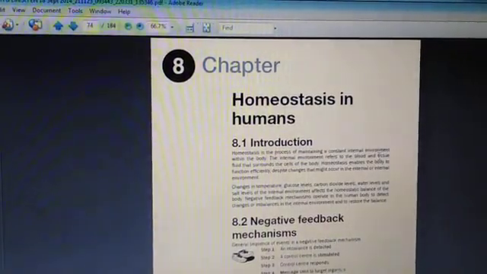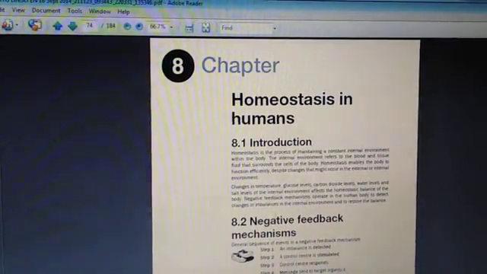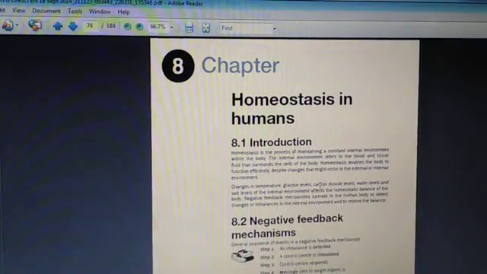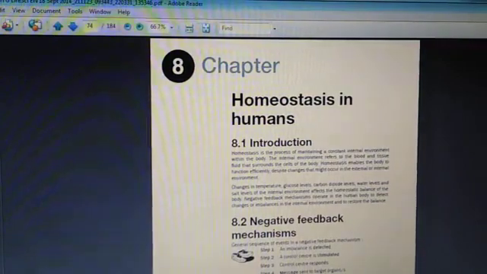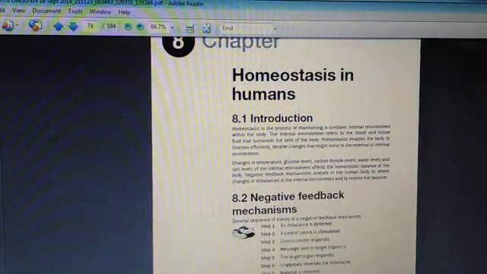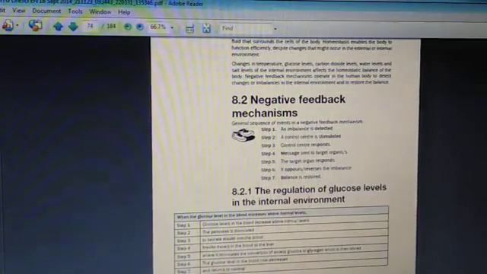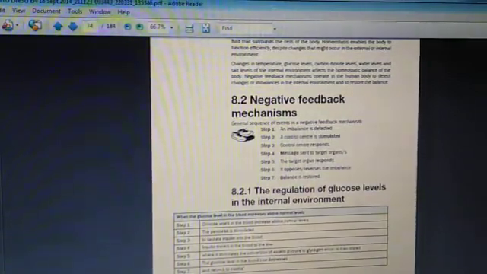We are looking at homeostasis in humans today, and we have touched on it a little bit when we looked at the negative feedback mechanism on the endocrine system. Here on homeostasis, we're mainly focusing on the constant internal environment within the body, meaning everything has to be stable and uniform. If the levels go up or they go down, we'll have a problem.